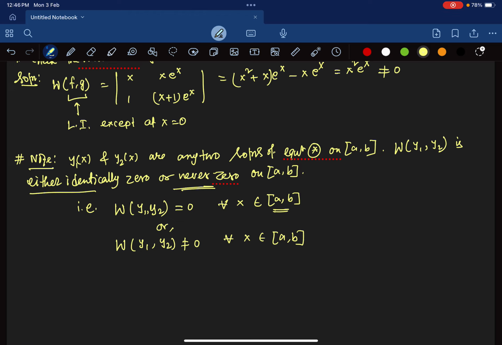Okay, so this is one of the important results. There is no such direct application of this result currently, but in subsequent courses, particularly linear algebra, you will get the direct application.